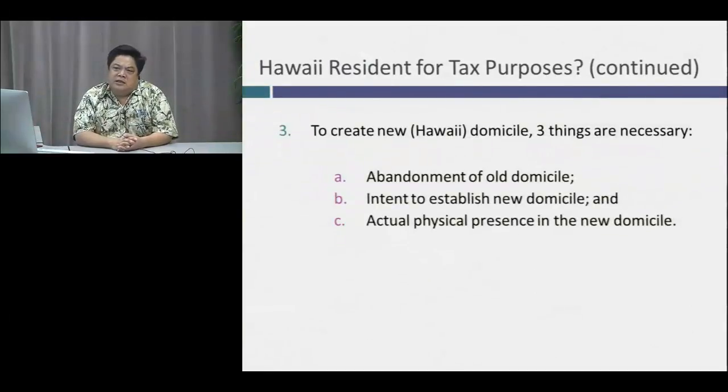And the next thing to check about your residence status, you need to see if there are 3 things that you would do to establish being a domicile for Hawaii. The first one is, did you abandon the old domicile? Basically, are you saying Hawaii is my new domicile? And did you intend to establish a new domicile? And did you actually physically live in the new domicile? So those are the 3 characteristics to establish Hawaii as the new domicile.